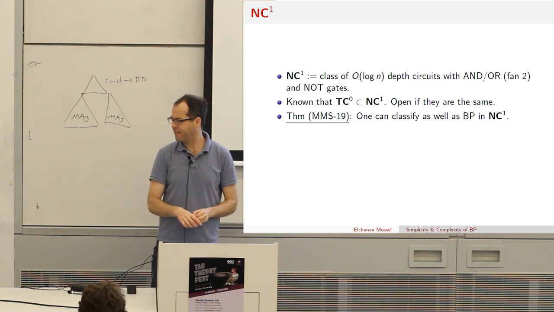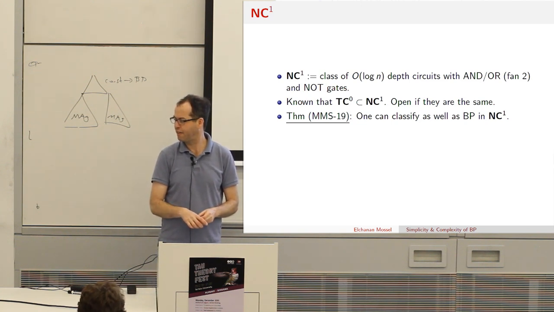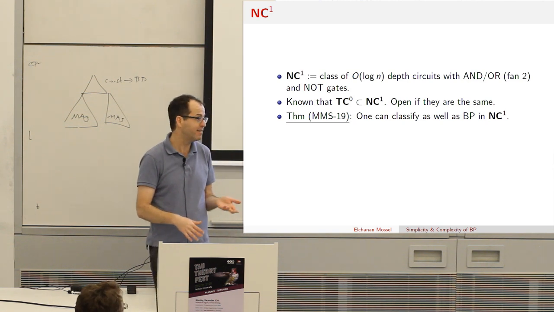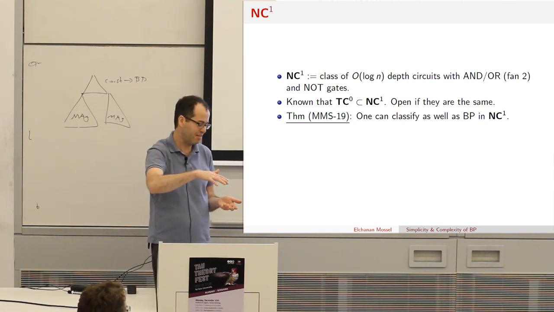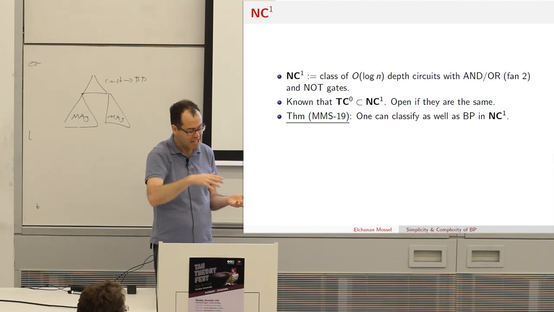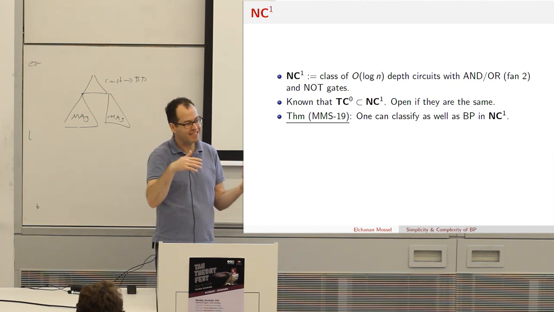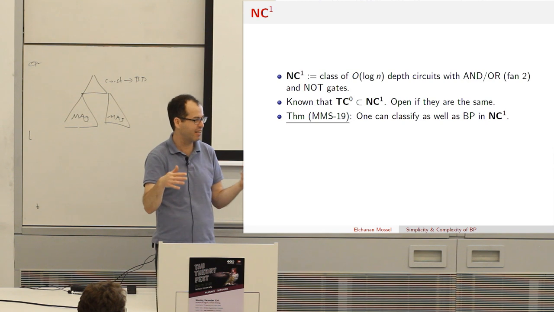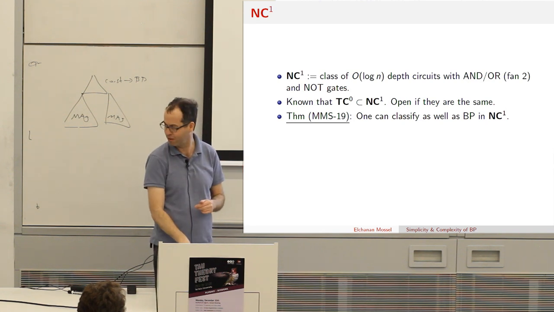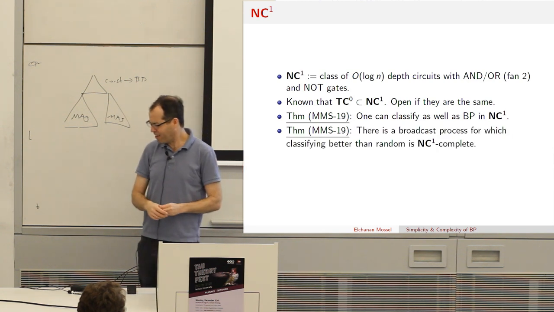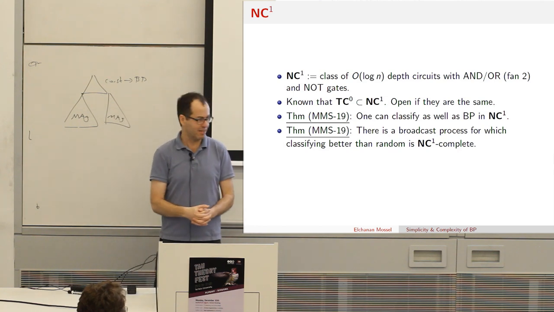And one easy thing that you can check is that one can classify as well as BP in NC1. And this is what you said: the generating process is log n, so going back should also be log n. There are some issues with real numbers and truncating and so on, but you can handle them. That's not too interesting. What's more interesting is that there is a broadcast process.